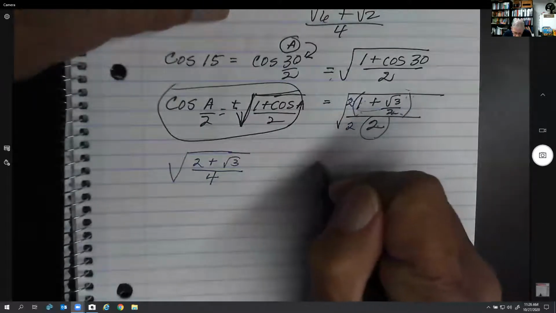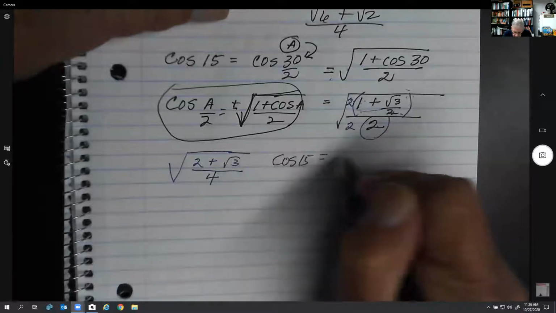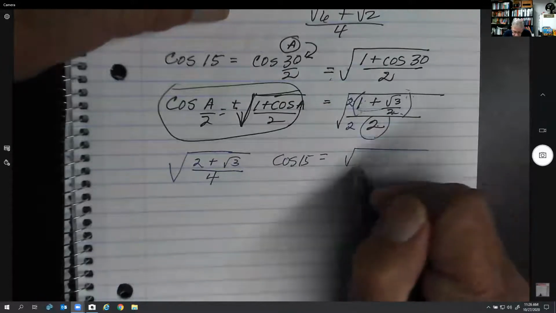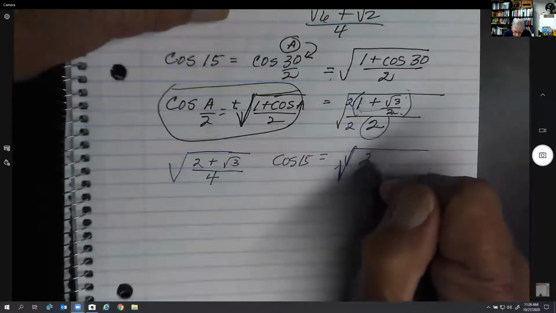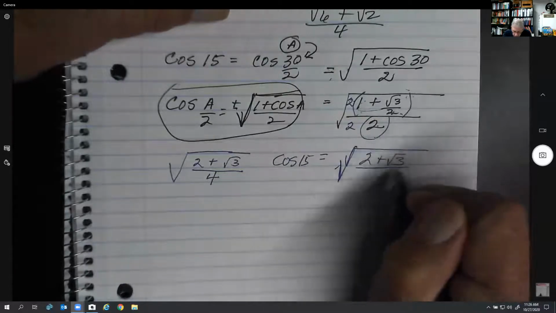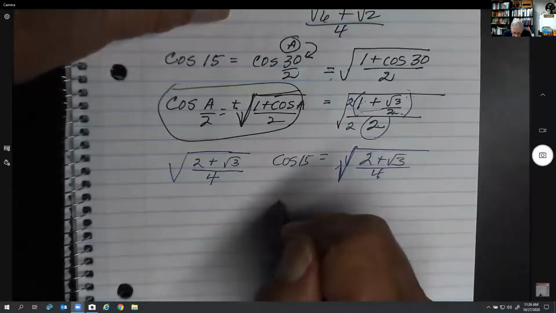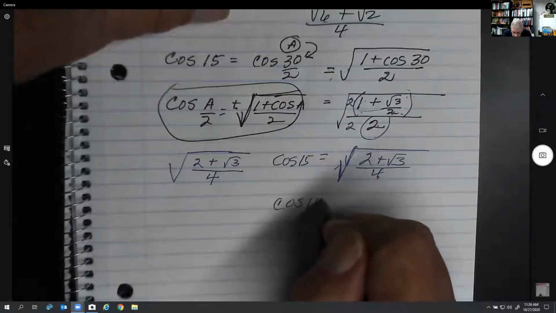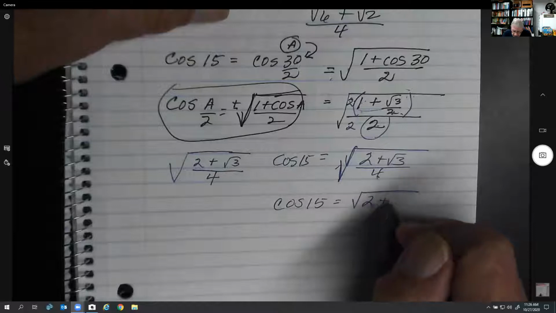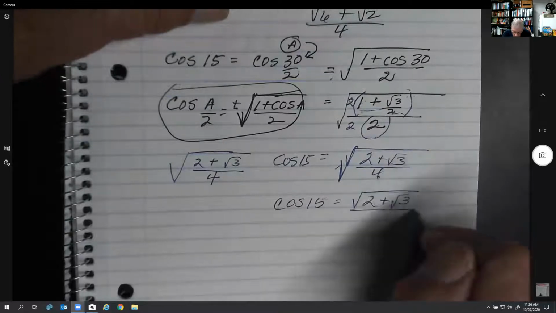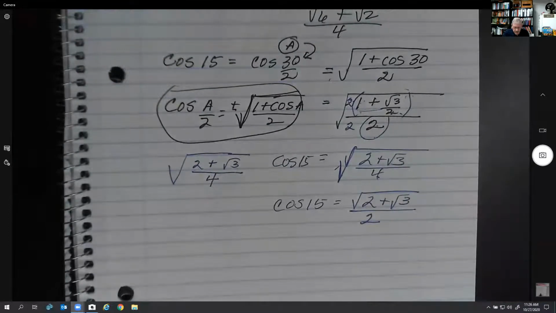So I'm going to write it over here. And that's what they said the cosine of 15 equals. So let's bring this all the way down, 2 plus the square root of 3 over 4. Well, we can take the square root of 4, huh? So this would be cosine of 15 equals the square root of 2 plus the square root of 3 over 2. So that's what they're saying that this cosine equals.